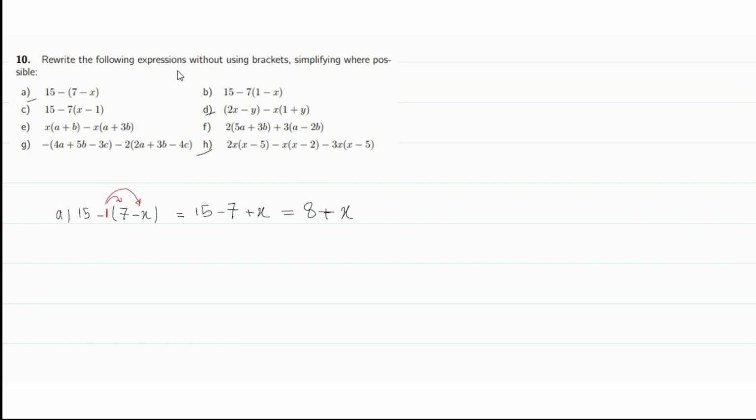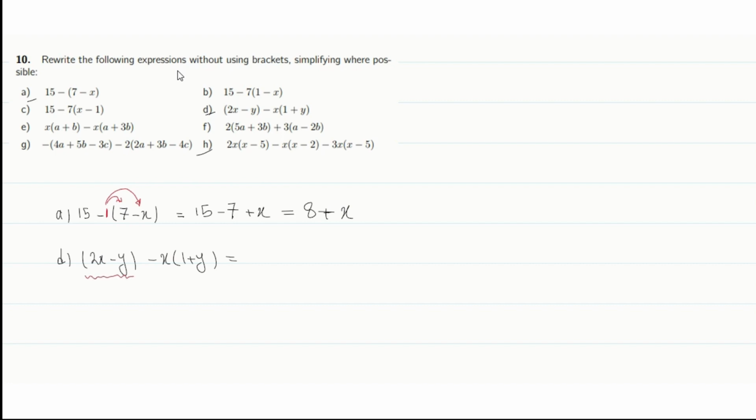Let's solve another one. Let's look at D. We have 2x minus y, minus x times 1 plus y in here. As I mentioned before, we have to expand each of the brackets. Can we expand this bracket, the first bracket?